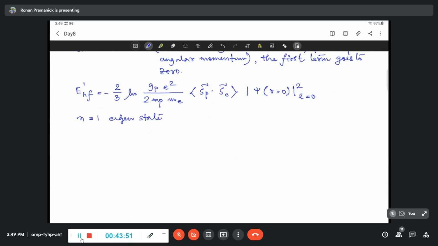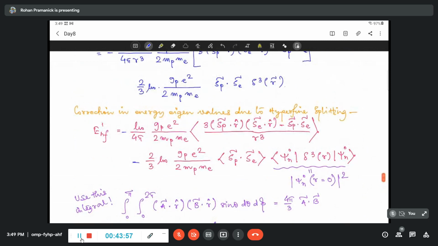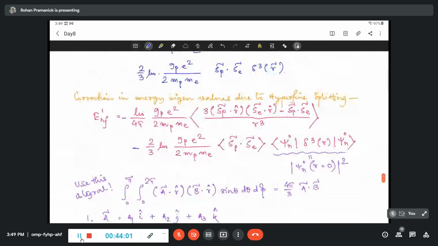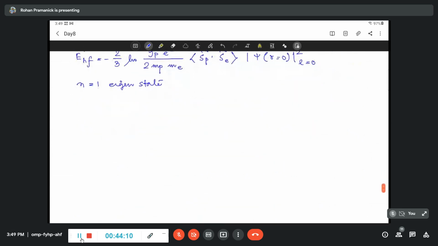This is the expression for the hyperfine splitting for L equals 0 case. For non-zero L, the first term will also have some contribution, but for L equals 0 case, this is the expression. And for any general case, this colored expression is the quantity. Nothing more than that. But we are trying to find out something very important. So let's find it out.